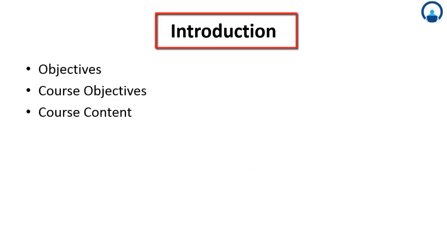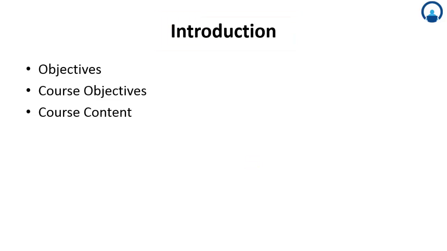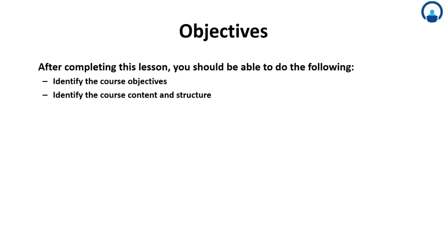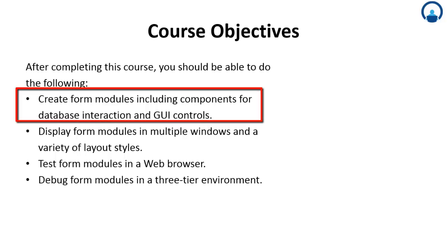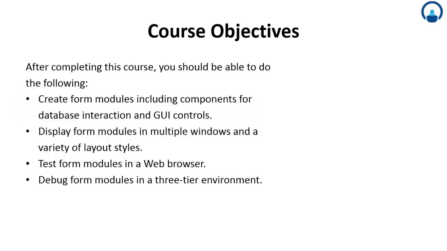Let's have the introduction. First are the objectives, then course objectives and the course contents. In the objectives, after completing this lesson, we will be able to identify the course objectives and identify the course content and structure. Course objectives are, after completing this course, we will be able to create form models including components for database interaction and GUI controls, display form models in multiple windows and a variety of layout styles, test form models in a web browser, and debug form models in a three-tier environment.